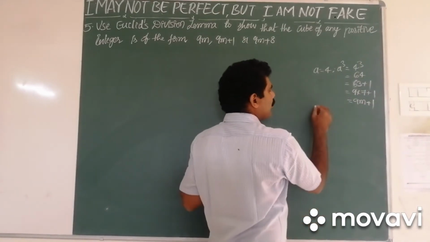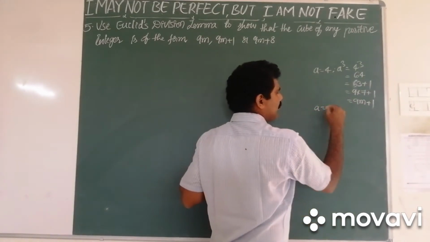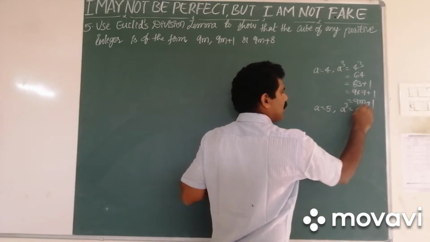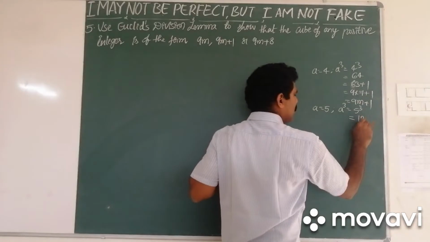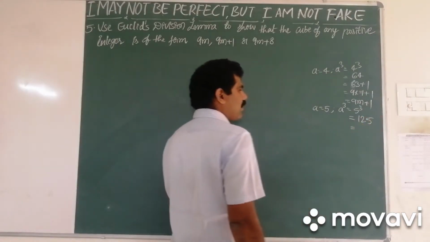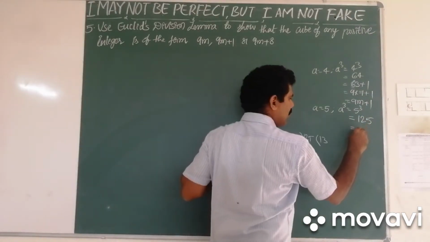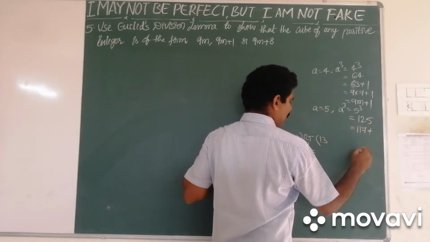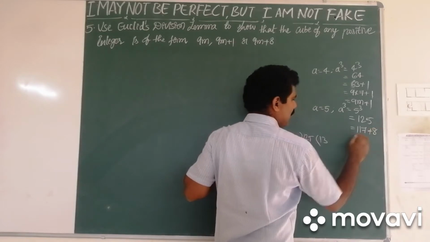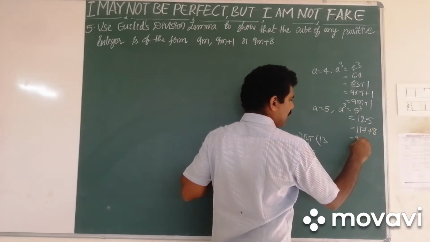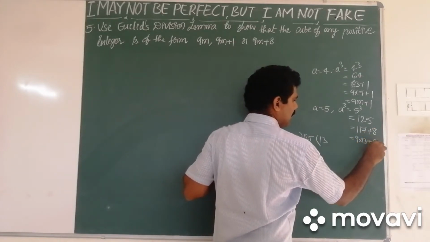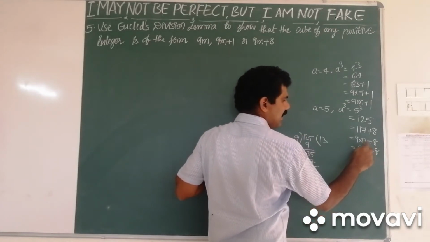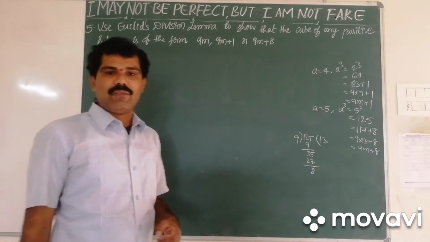Now what if a is equal to 5? If a is equal to 5, a cube is equal to 5 cube. 5 cube means 125. See, this 125 can be written as 117 plus 8. So 117 means 9 into 13, plus 8. So 9m plus 8, where m is equal to 13.